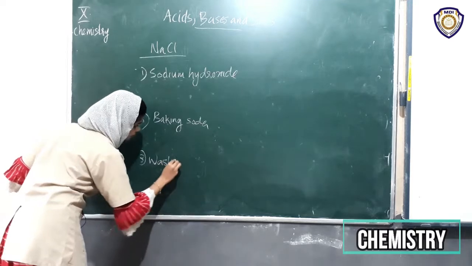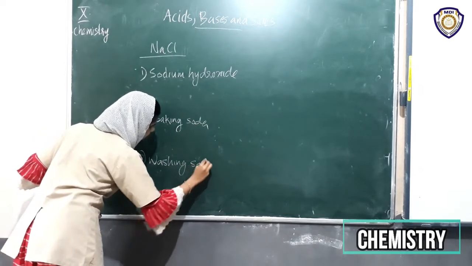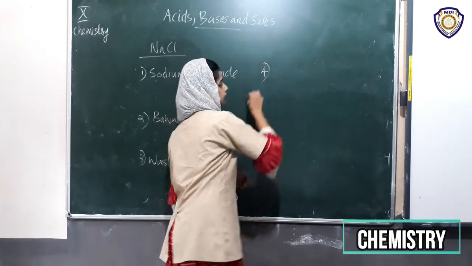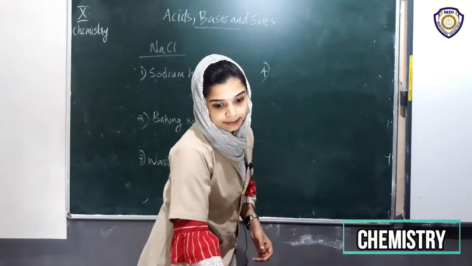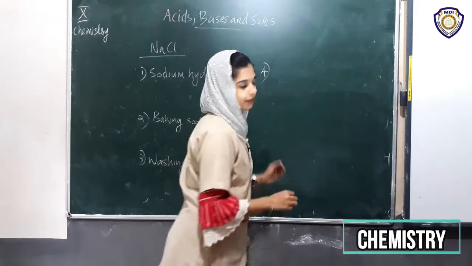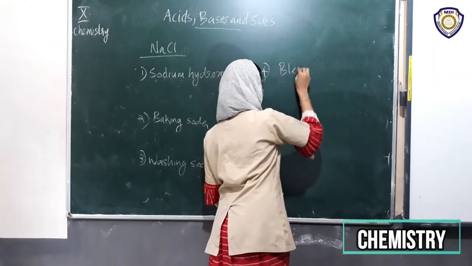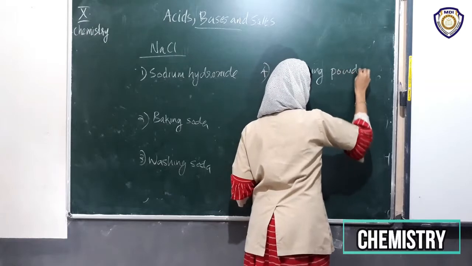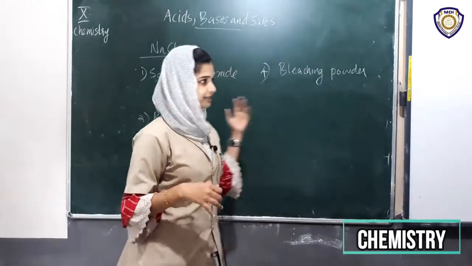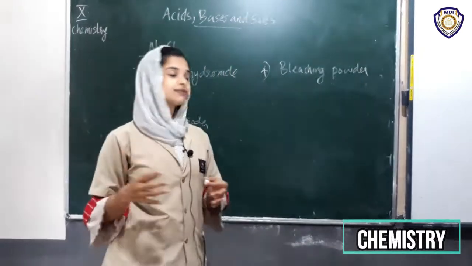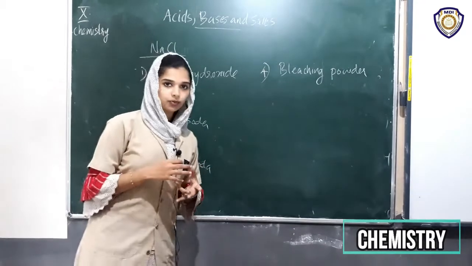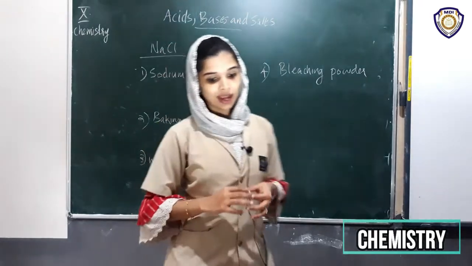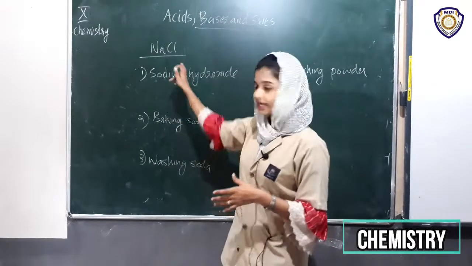We can prepare washing soda, and at last we can prepare bleaching powder. We can prepare more chemicals from NaCl than this, but in this chapter we are only discussing these 4 items. So let's see how these are prepared from NaCl.